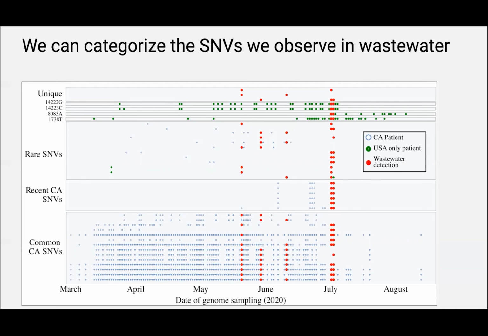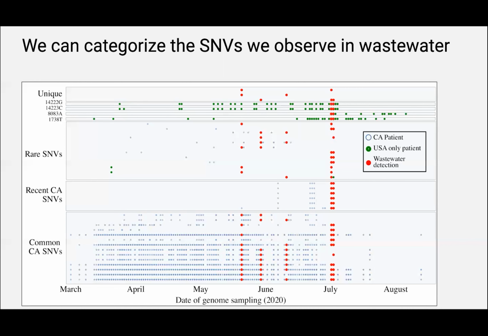So this is indicating that this was more recent transmission to California that happened during the summer, maybe during the second wave of COVID. And correspondingly, we only saw these SNPs in July in our wastewater samples. Above that are rare alleles, sometimes seen in California patients, sometimes seen in the wastewater. And most intriguingly, perhaps, is the rows above that where I've listed out the exact alleles.